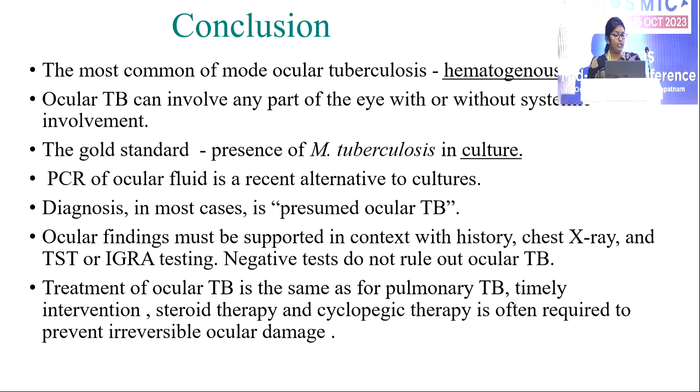Conclusion: most common spread is by hematogenous spread, and ocular TB can involve any part of the eye with or without systemic involvement. The gold standard procedure is the presence of Mycobacterium tuberculosis in culture. PCR of ocular fluid is a recent alternative to cultures. Diagnosis in most cases is presumed ocular TB. Ocular findings must be supported in context with history, chest X-ray, and tuberculin skin test. Negative tests do not rule out ocular TB.